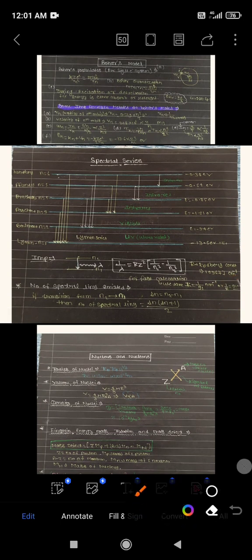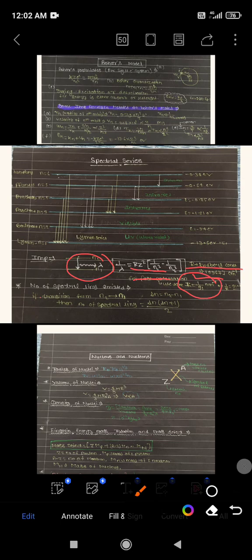When an electron transits from n2 to n1, it will emit wavelength lambda, whose value is 1 by lambda equals R Z square times 1 upon n1 square minus 1 upon n2 square, where R is the Rydberg constant, whose value is 109677 centimeter inverse. For fast calculation, we have to remember the value of R is 1 upon 91 nanometer inverse. Next is number of spectral lines emitted.